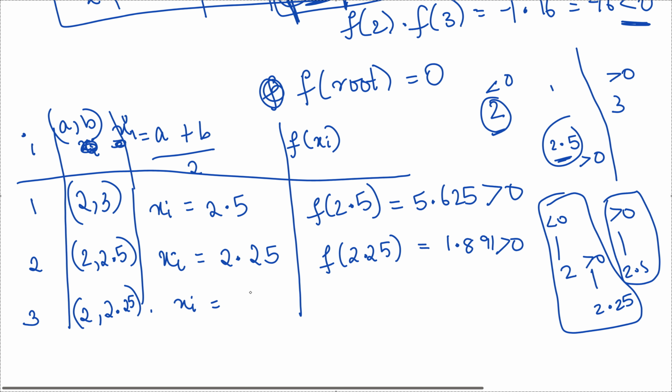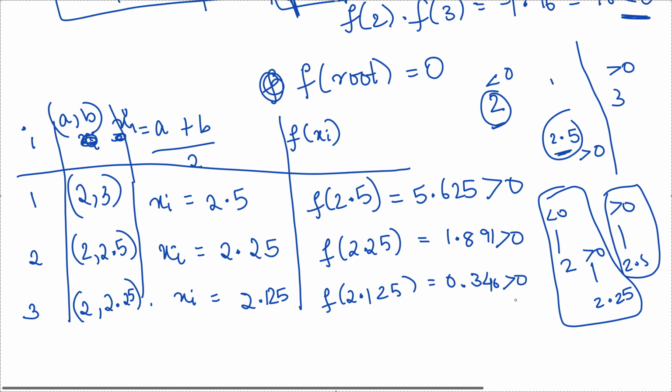Okay. So what is xi? 2 plus 2.25 divided by 2 will be 2.125. Now what is f of 2.125? It gives us 0.346, which is still greater than 0.